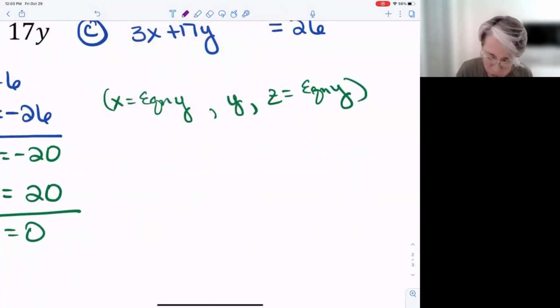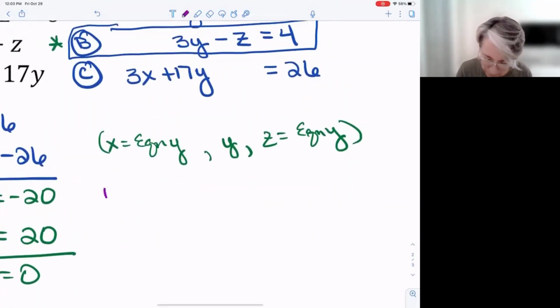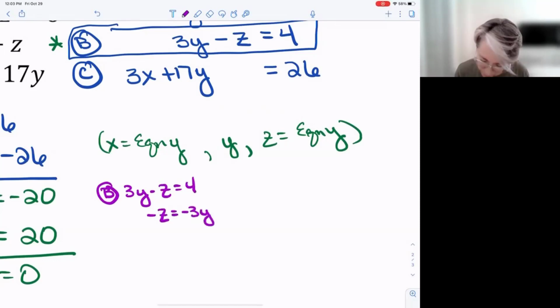So if I chose equation B, 3y minus z equals 4, let's subtract 3y from both sides. Multiply by negative 1, and I would get z equals 3y plus 4. So I can plug that in for my z to be 3y plus 4.